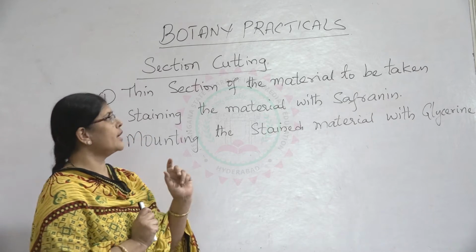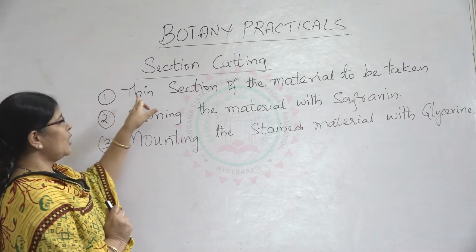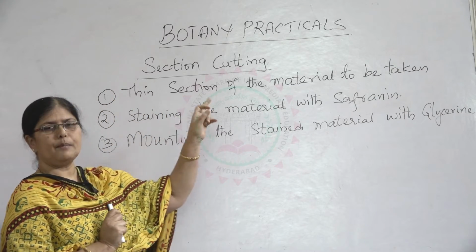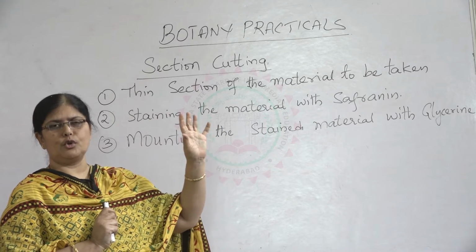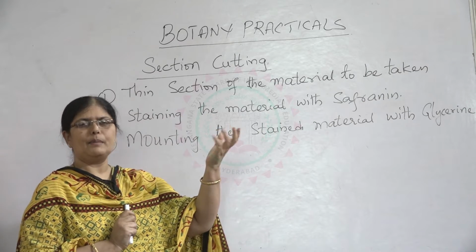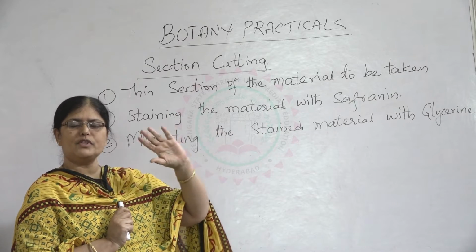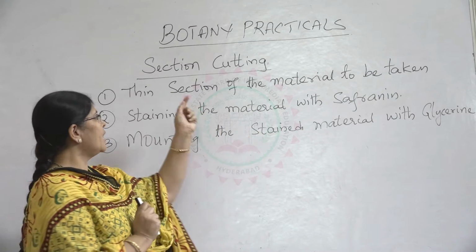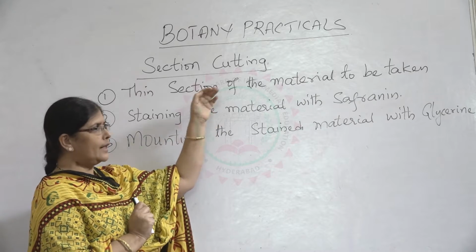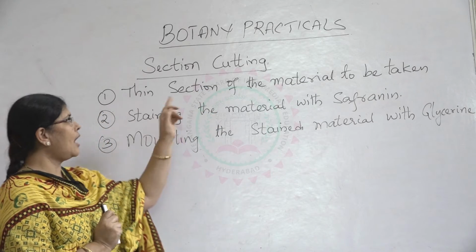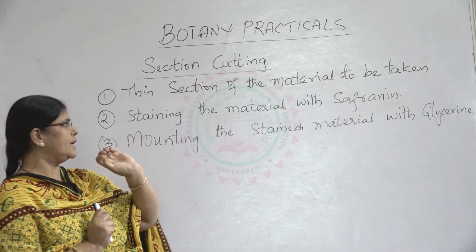Now in any section cutting procedure, the first thing is you have to take out a thin section of the material which is given to you in the examination. The material may be a dicot stem or a monocot stem, dicot or monocot. So whichever material is given, you first have to take a very thin section of it.